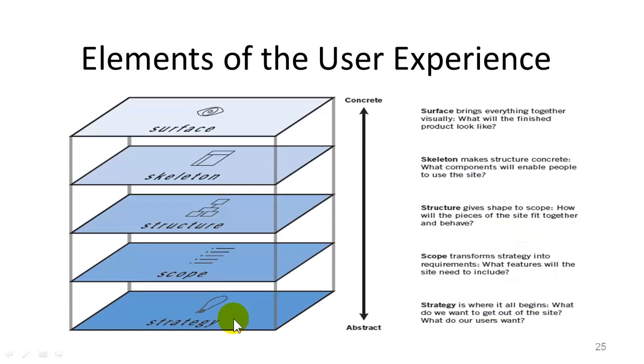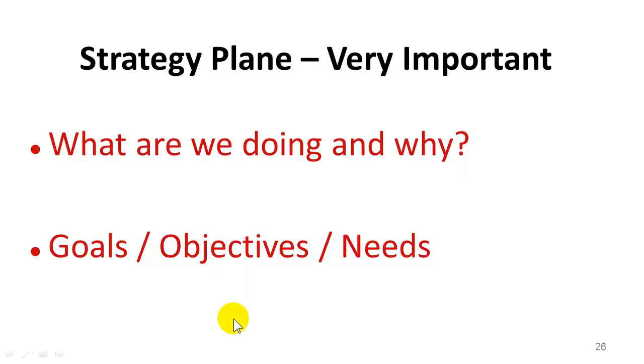In our text, Elements of the User Experience, the author uses a 5-step approach, or 5 planes, in order to develop the application. The strategy plane, which is the most important, focuses on what are we doing and why. What are the goals? What are the objectives? What are the needs? Questions that we should answer up front and foremost before we even start planning or writing code.